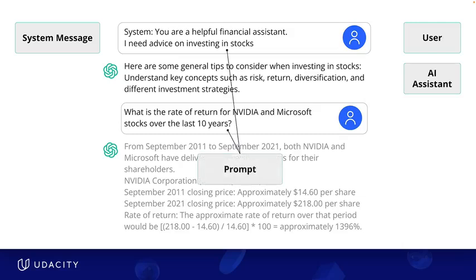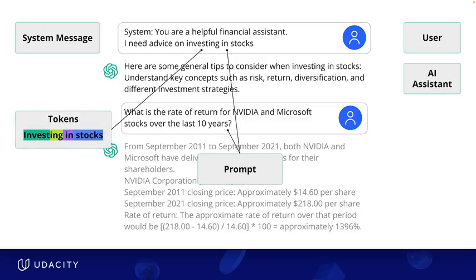A prompt is the instructions or input we give to ChatGPT. For example, if we're asking about stock investments, we can try the prompt, "What is the rate of return for NVIDIA and Microsoft stock over the last 10 years?" The model uses the prompt to generate a relevant response.